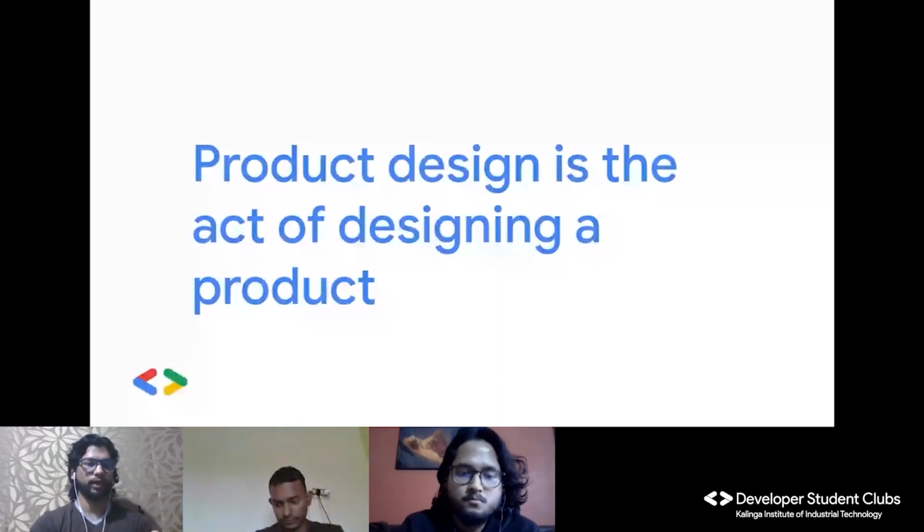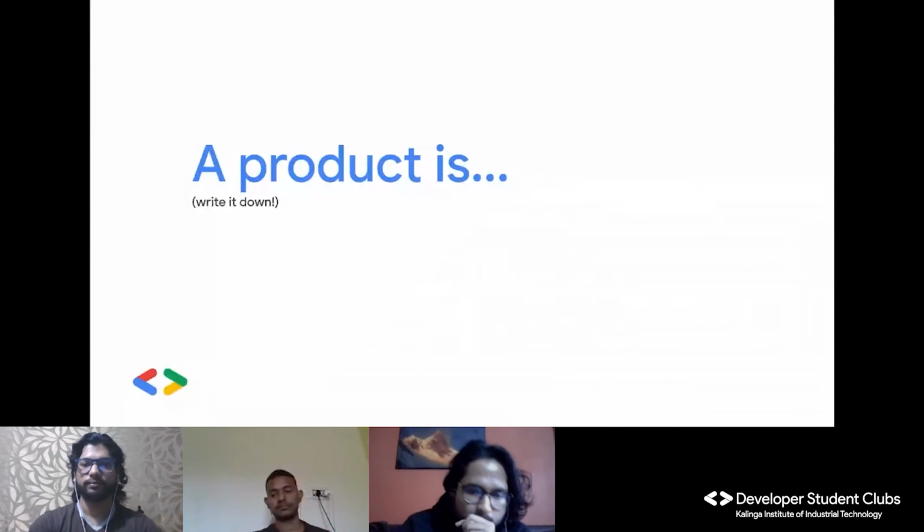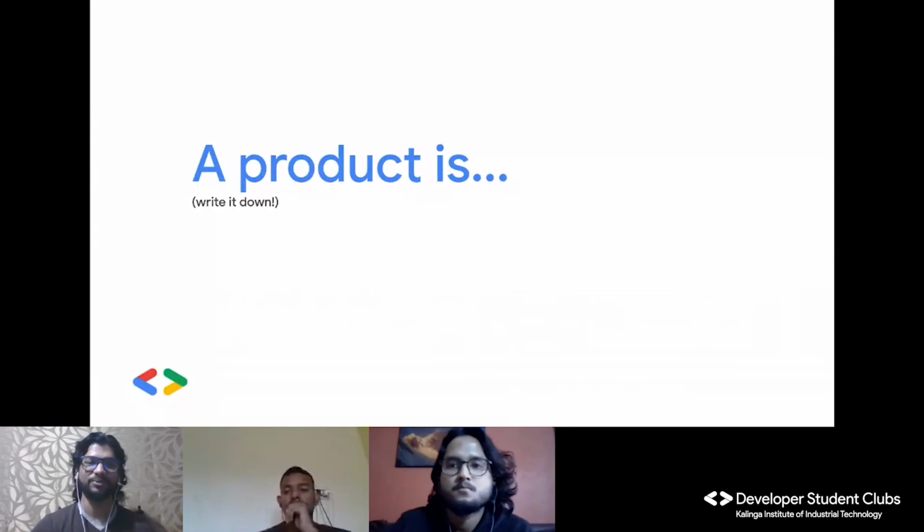What do you think a product is? Not the designing, but what do you think a product is? This is the first thing that we need to answer in order to design a product. First, we want to know what a product is. So just write in the chat what you think a product is, or what it signifies, what it conveys to you. You can write multiple answers, that's not a problem. Just write whatever is coming to your head.